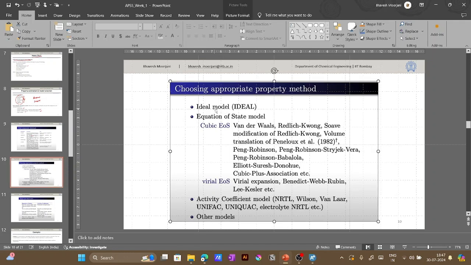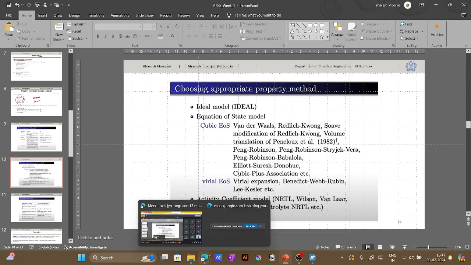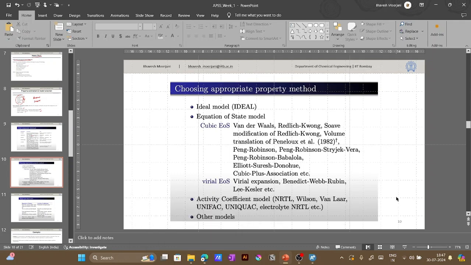So let's say I'm simulating a system and I'm starting with an ideal model. When do we use an ideal model? Under which conditions can we consider a gas as an ideal gas? Can any of you answer me? What are the conditions to define a vapor phase, a gas phase, as an ideal phase?